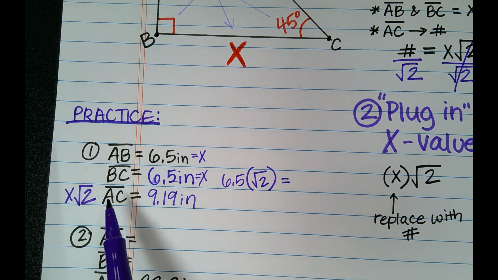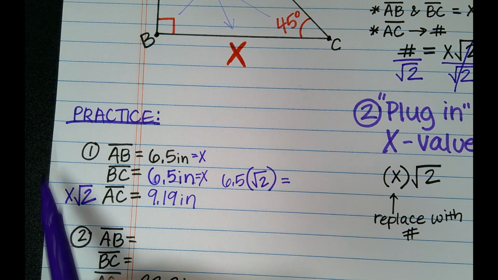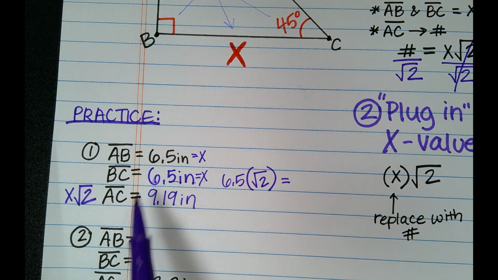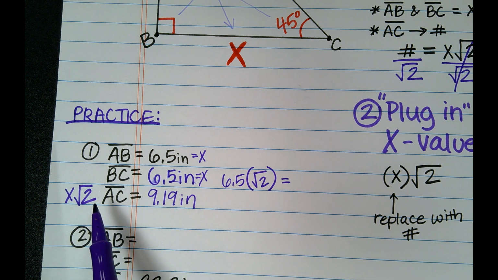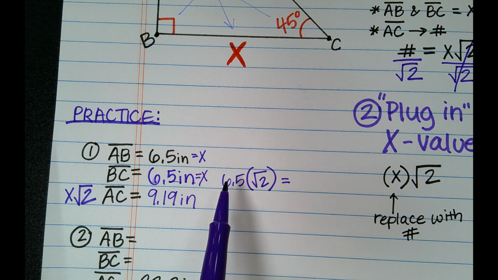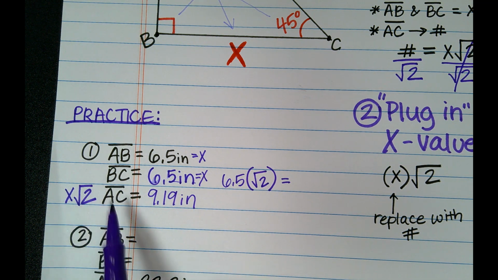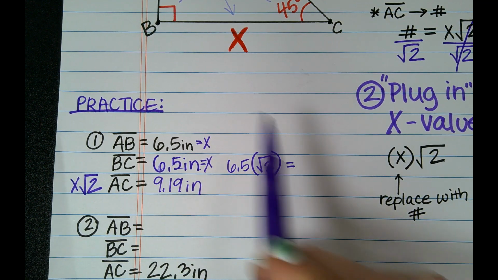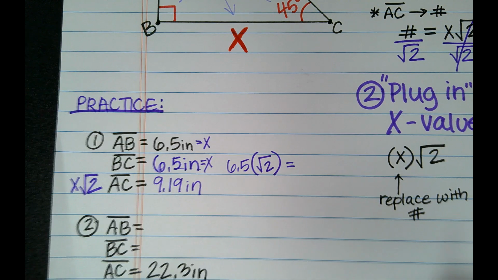Sometimes seeing that list is helpful. So A to C is X radical 2. We knew that X was 6.5. To find this 9.19, we just did 6.5 for X times that radical 2. We just plugged it in, right? Awesome. Do we have any questions about number 1?